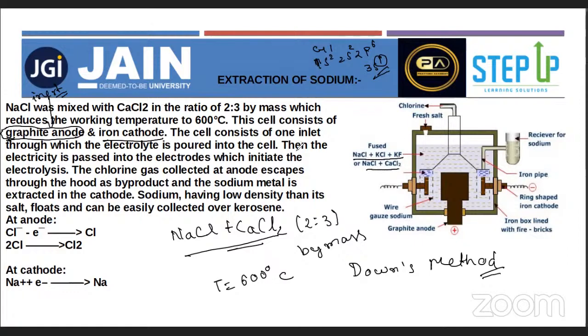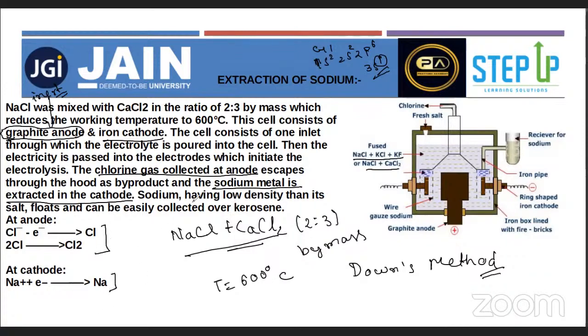Now what happens? Electricity is passed through the electrodes, which initiates the electrolysis. The chlorine gas is collected at the anode first, and the sodium metal is extracted at the cathode. You need to know where each one is formed. So we have reactions here: at the anode, chlorine is formed, and at the cathode, Na is formed.